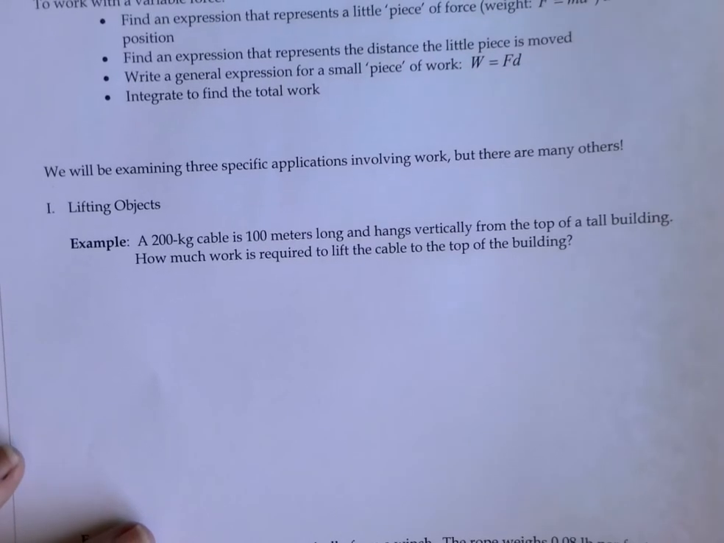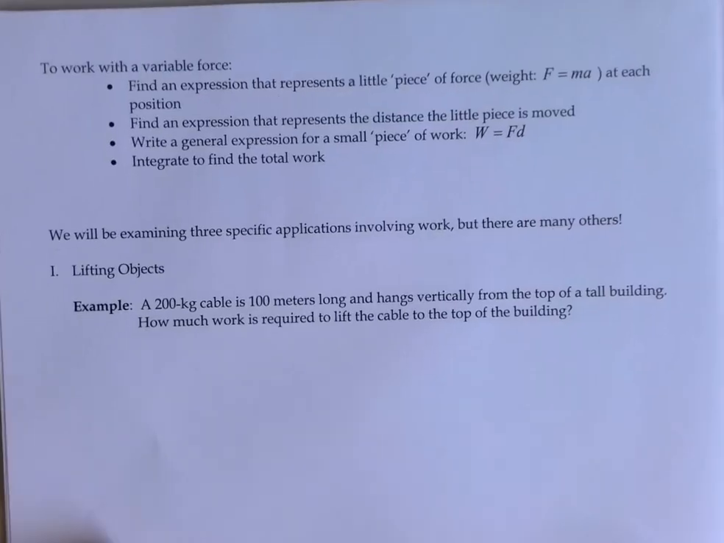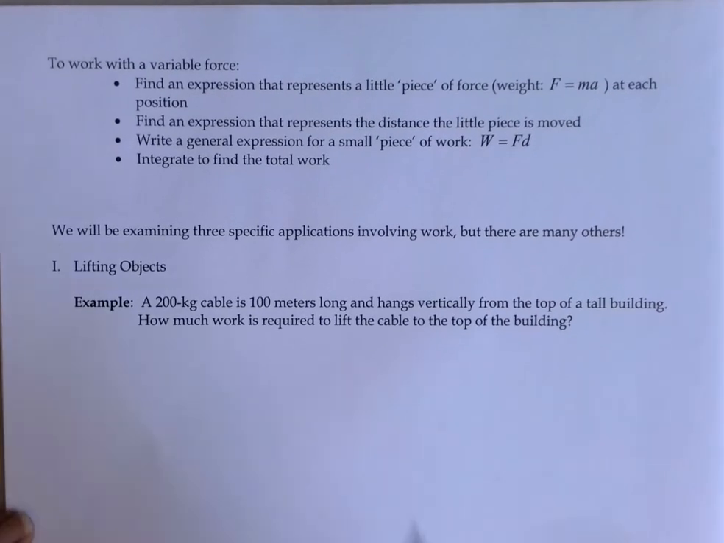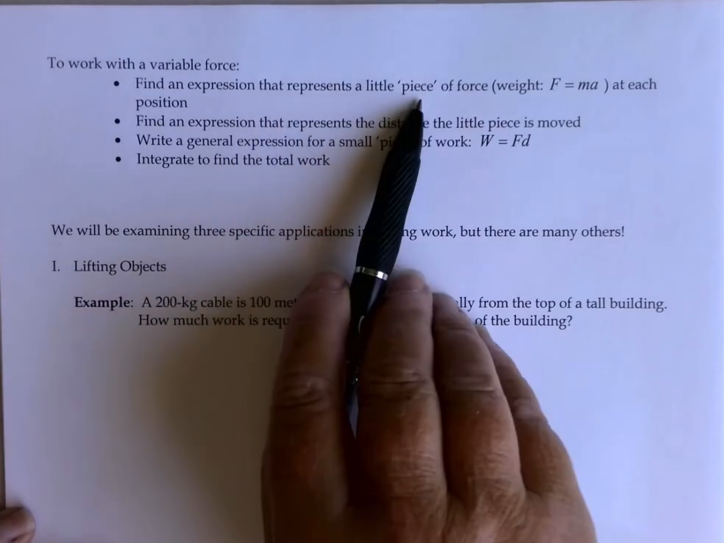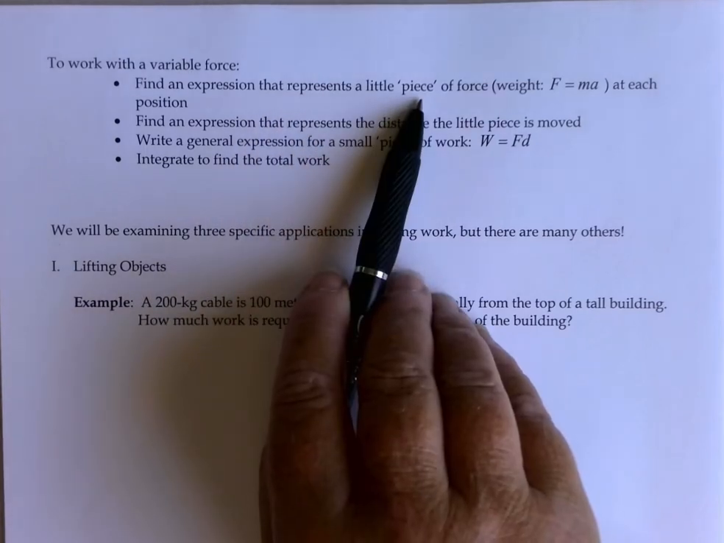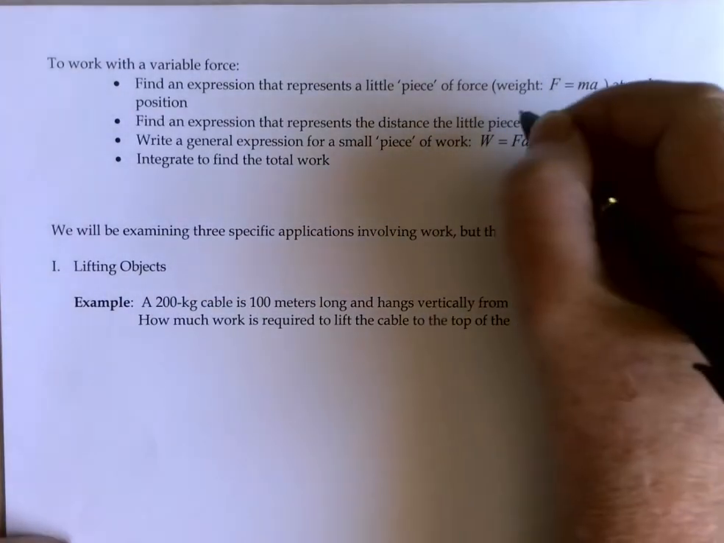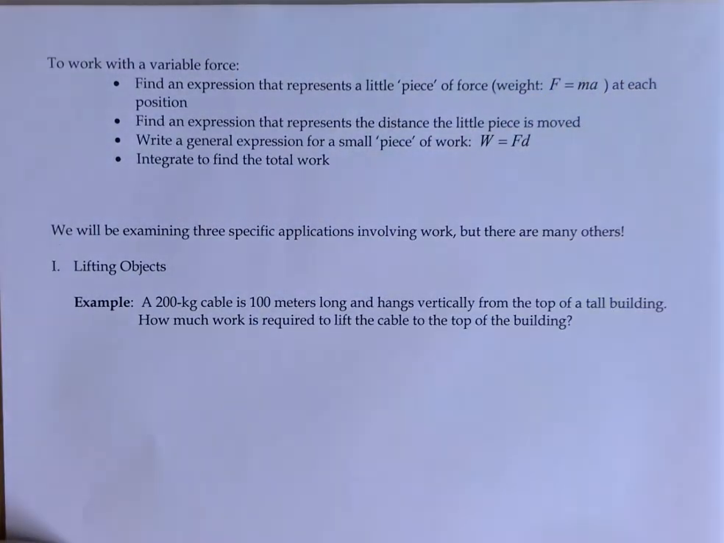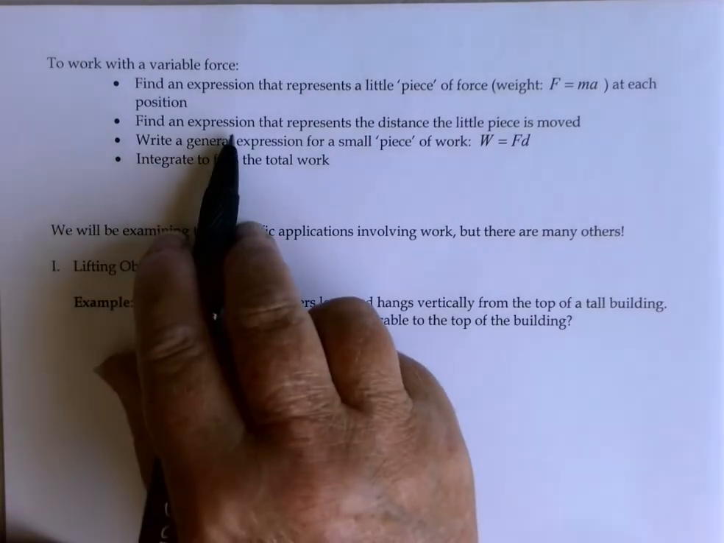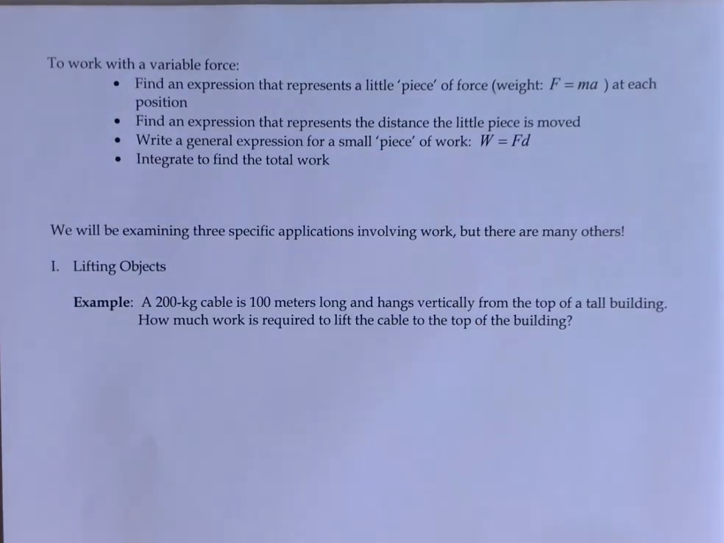All right. So, to work with a variable force, what we'll do is we'll always start by finding an expression that represents a little piece of force at each position. Remember, to get the force or weight, we may have to use F equals ma. We're then going to write an expression that represents the distance that little piece gets moved. And then finally, we can write a general expression for a small piece of work. W equals F times D.